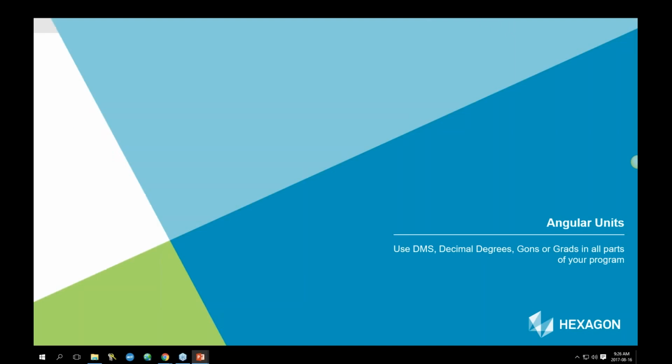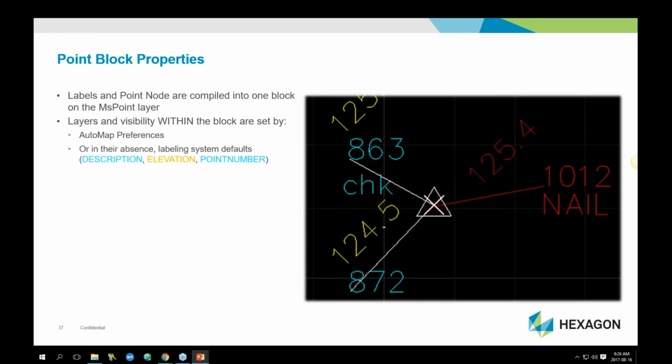The point blocks function much the same as non-point blocks, as in they still use the default MS point description, point number, and elevation layers. However, the MS point layer controls all the point blocks elements' visibility, but still allows a user to turn the individual labels on and off via their respective layers like in previous versions. Also, our AutoMap system and IPN labels work alongside the point blocks, so there is no loss of functionality using both of them.